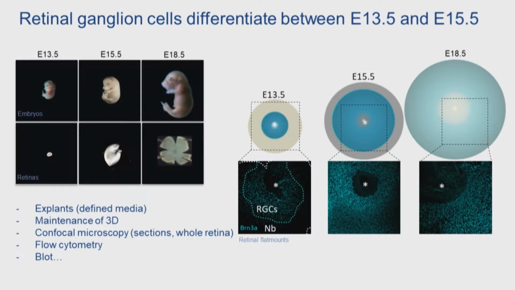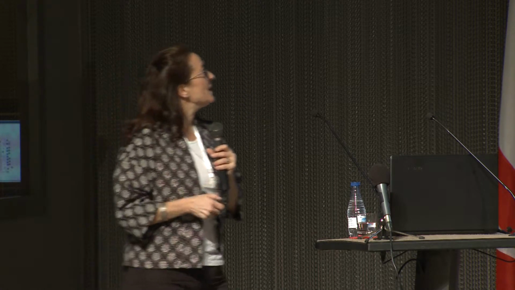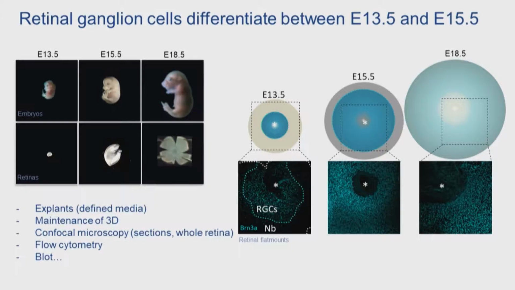It's also very nice to culture the retina in explants because you maintain the 3D structure of the retina, you maintain cell-to-cell communication as well as cell-to-matrix communication. And this is very important. We know from studies in the lab that when putting the embryonic retina in culture, the developmental process carries out as in vivo. Of course, we can do confocal microscopy, flow cytometry, blots, so it's a very useful model to study neurogenesis.